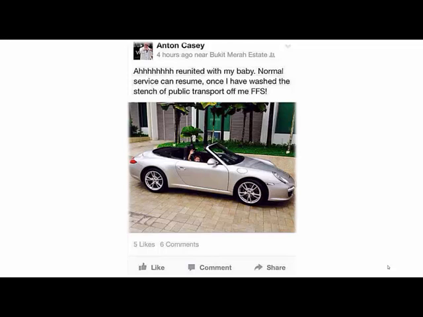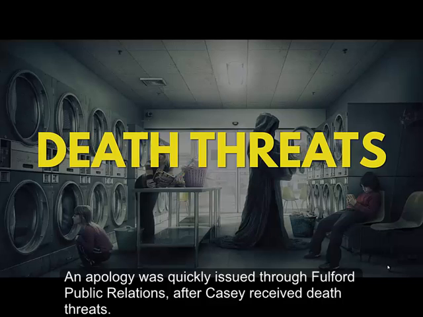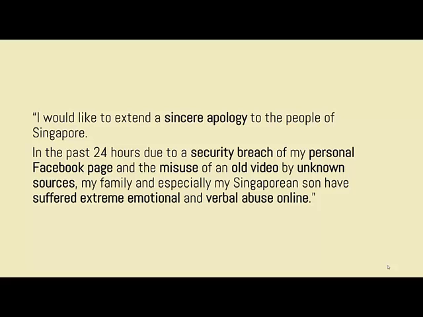You can see that once he posts this, if you're Singaporean and he's a foreigner living in Singapore, my question to you is: if you're a Singaporean living in Singapore and you see a post like this, telling you the stench of public transport needs to be washed off because he has a Porsche, what would you infer from that? Quite a number of Singaporeans were angry, so angry that some even resorted to death threats. They threatened Anton Casey through Facebook and other online means, and started digging out his online history and his place of work, and sent a lot of threats. In the end, he posted something: "I would like to extend a sincere apology to the people of Singapore. In the past 24 hours, there was a security breach of my personal Facebook page."